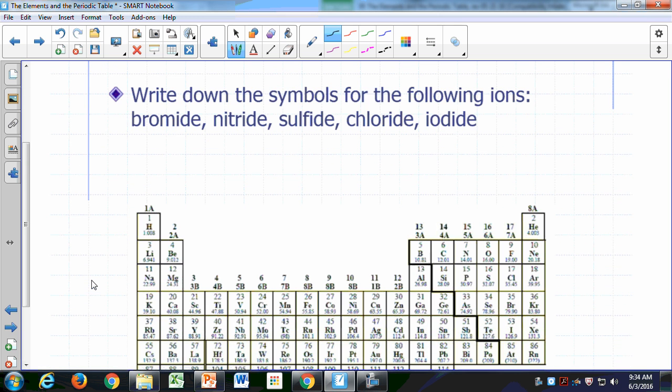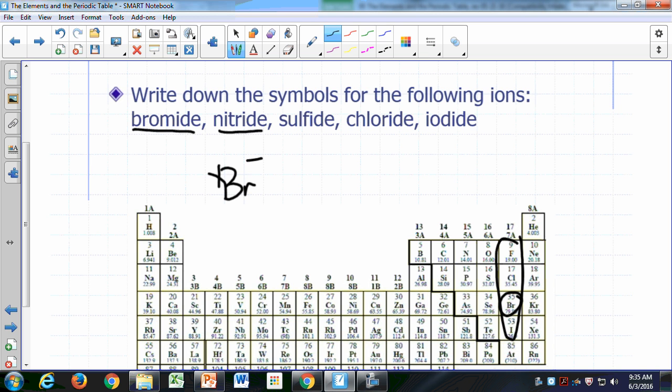So let's see if we can apply that information now. Bromide, what would be the monatomic ion that you get? Is it going to be positive or negative? Non-metals, negative, -1. Remember, the halogens become halides which have a -1 charge. So that's bromide.